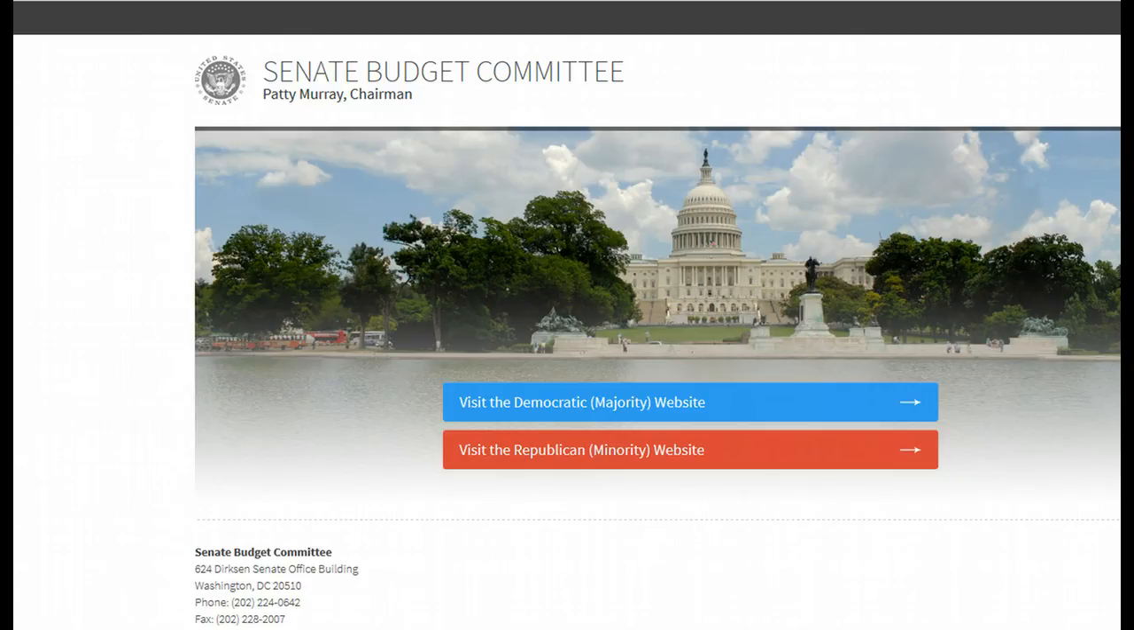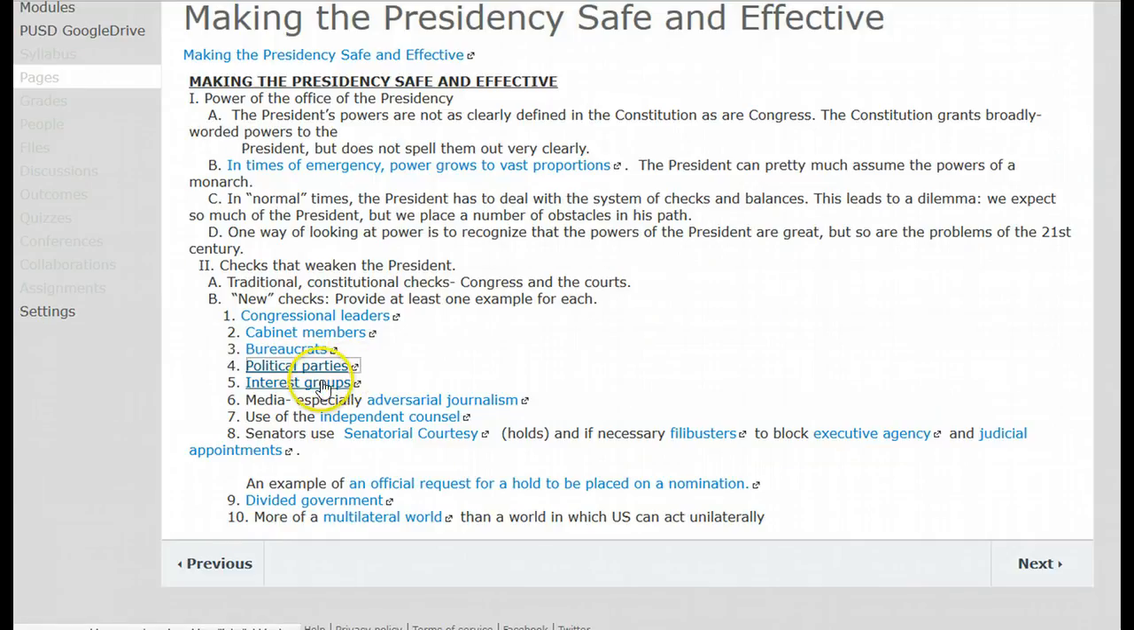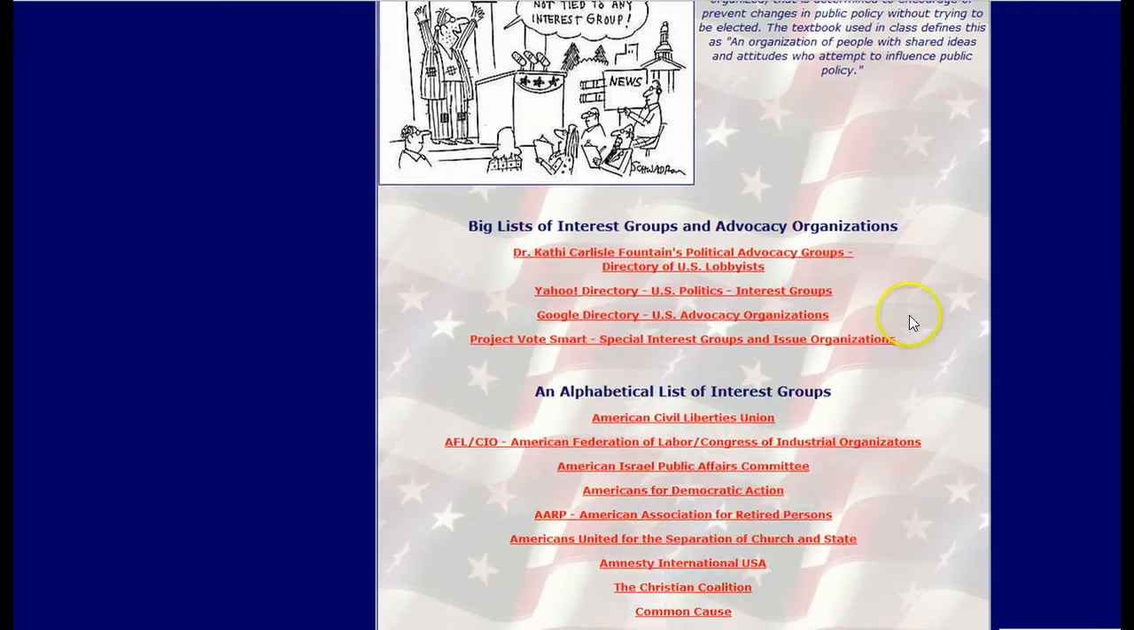The political parties and the polarization that the parties cause obviously will make it difficult for presidents to achieve policy. Our next one, and one we've spoken a lot about, interest groups.